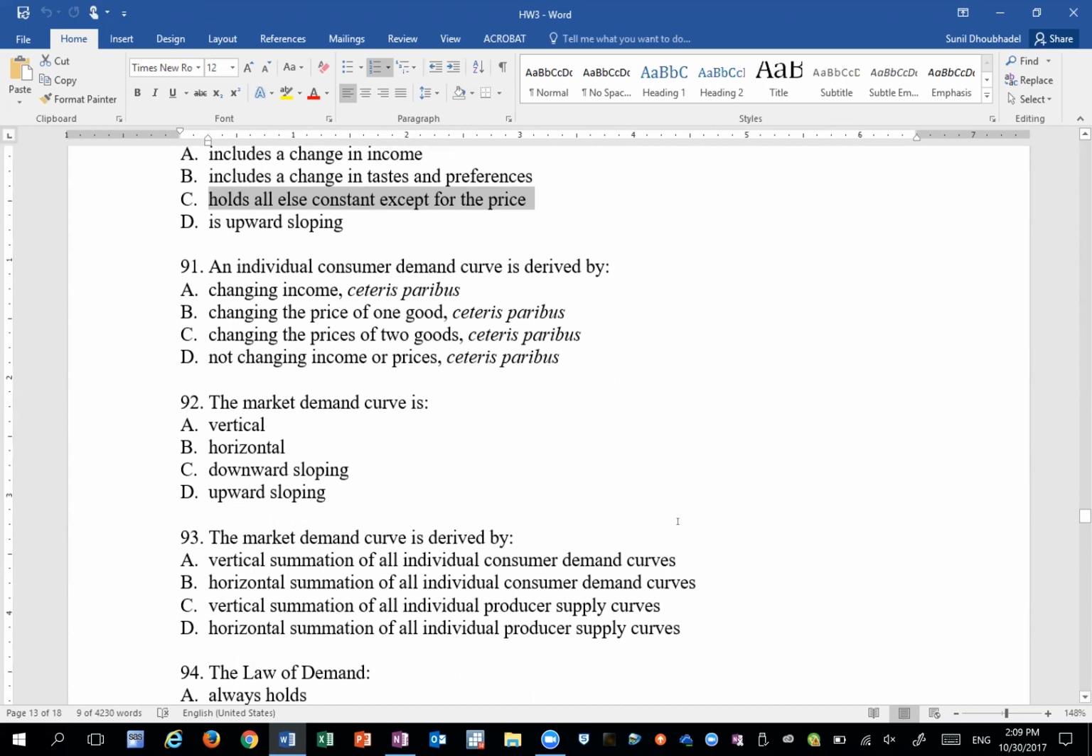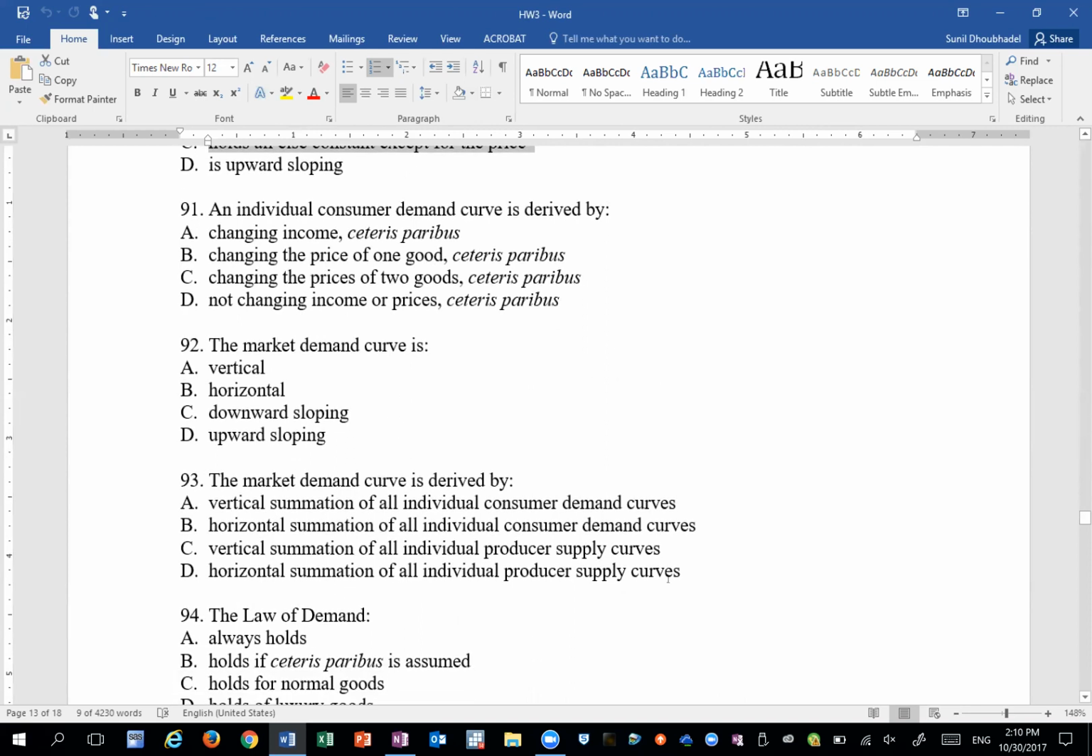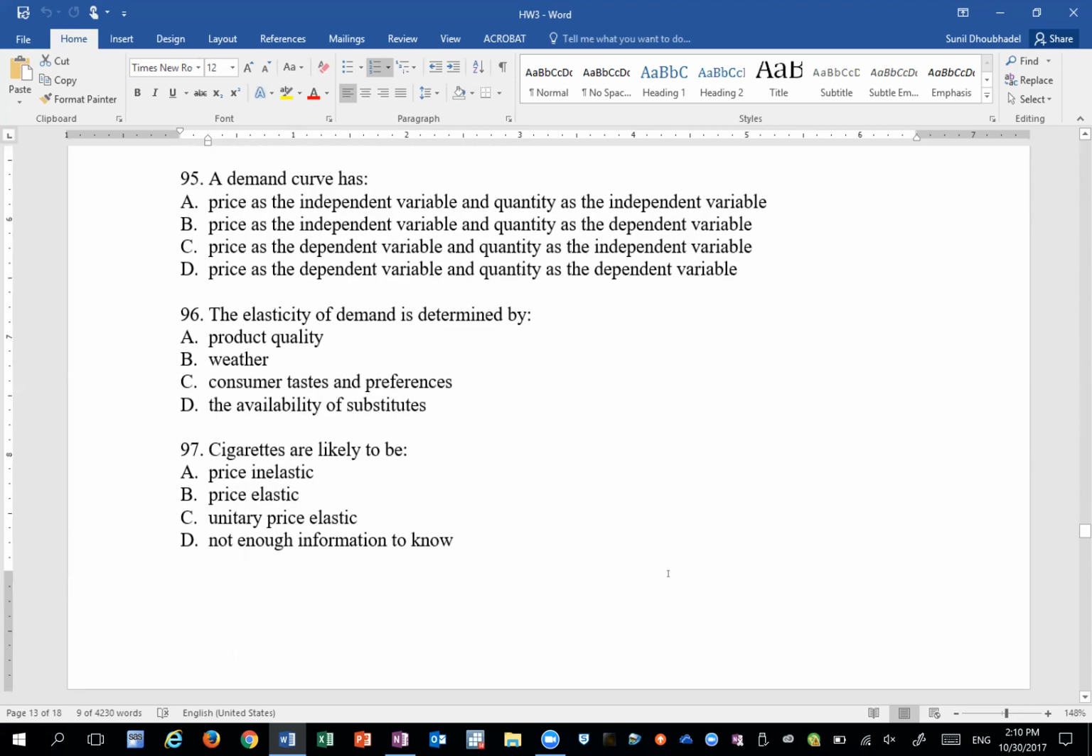The market demand curve is vertical, horizontal, downward sloping, upward sloping. Downward sloping, right? I mean, you just talked about the law of demand, right? Okay, downward sloping. Don't forget that.